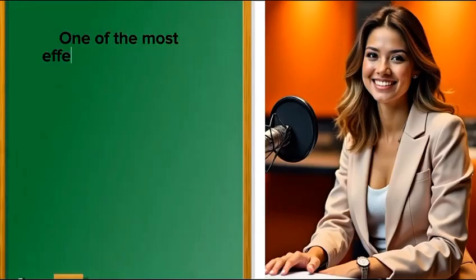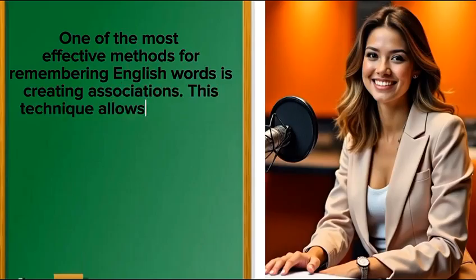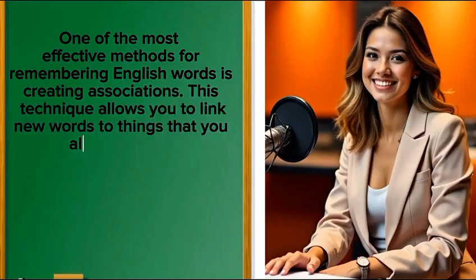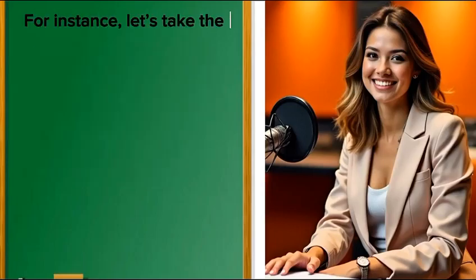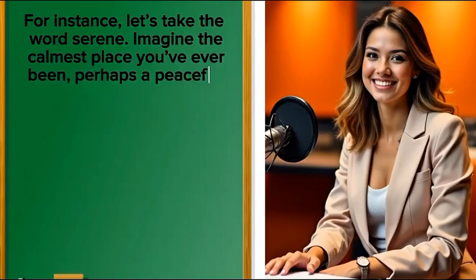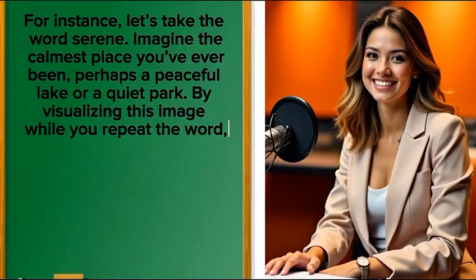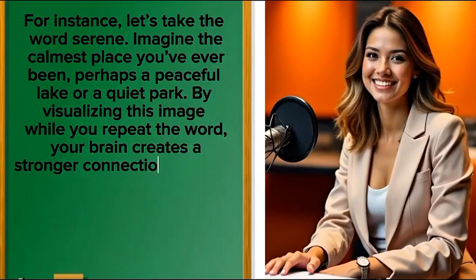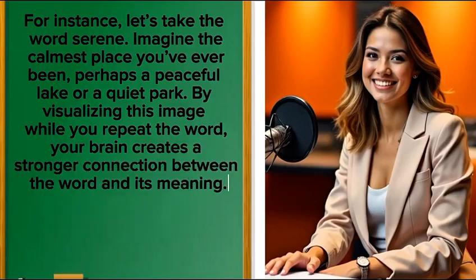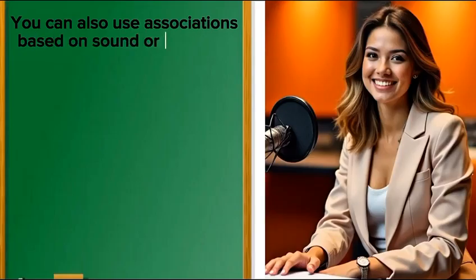One of the most effective methods for remembering English words is creating associations. This technique allows you to link new words to things that you already know. For instance, let's take the word serene. Imagine the calmest place you've ever been, perhaps a peaceful lake or a quiet park. By visualizing this image while you repeat the word, your brain creates a stronger connection between the word and its meaning. You can also use associations based on sound or similarity.